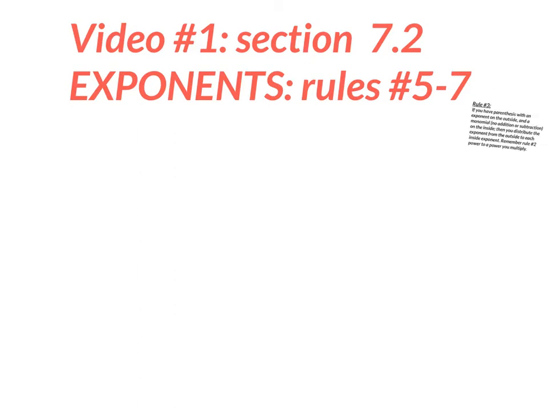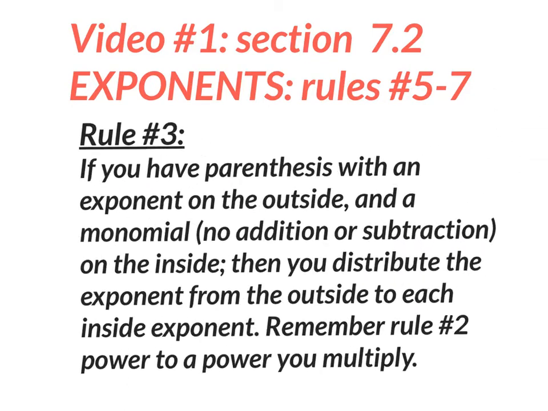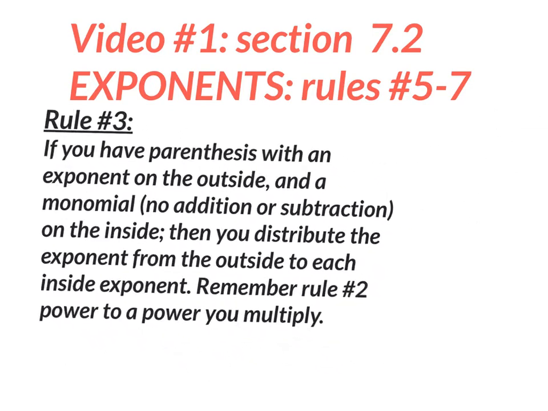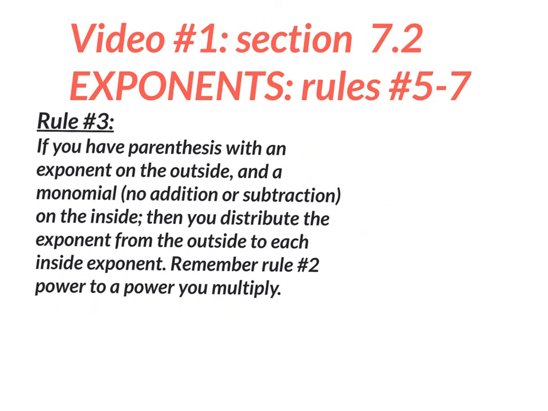Well, the truth is rule 3 from the last video is the same thing as rule 4. The only difference is that rule 4 in our class is where we have fractions on the inside. So if you remember rule 3, it says if you have parentheses with an exponent on the outside, kind of like this. See, there's parentheses right there. There's an exponent on the outside, and a monomial on the inside. What do I mean by monomial?